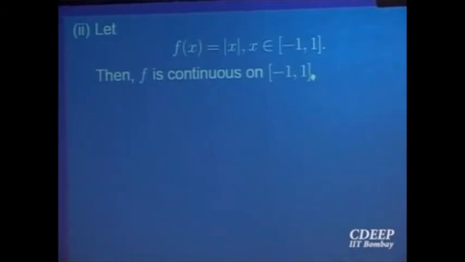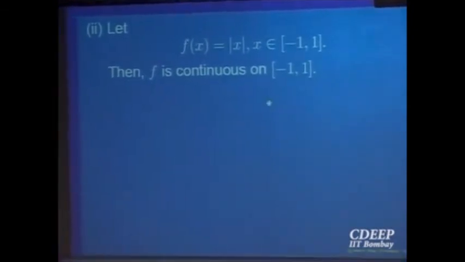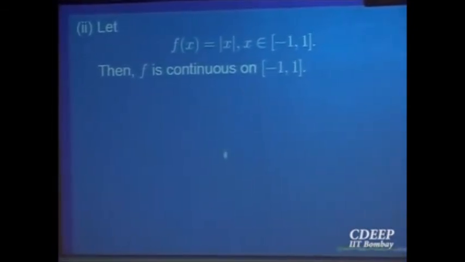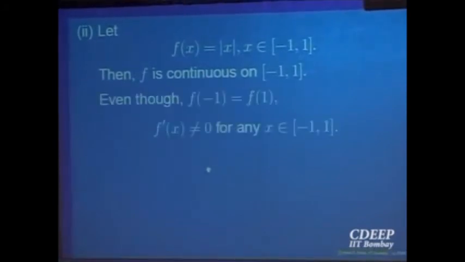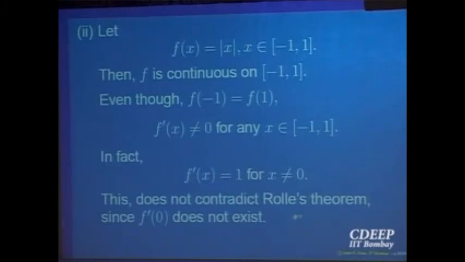So the condition of continuity cannot be dropped from Rolle's theorem. Similarly, another example: f(x) equal to mod x in the interval minus 1 to 1. At the endpoints the values are equal, and this is a continuous function, but still there is no point where the derivative is equal to 0, because obviously it is not differentiable in the open interval minus 1 to 1. You can construct many such examples yourself.